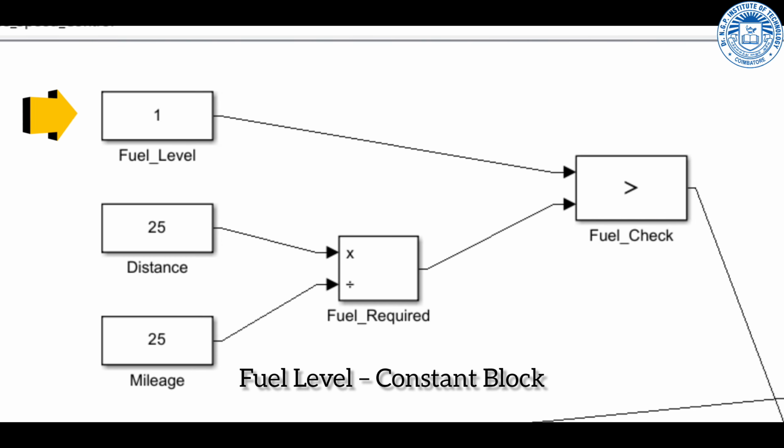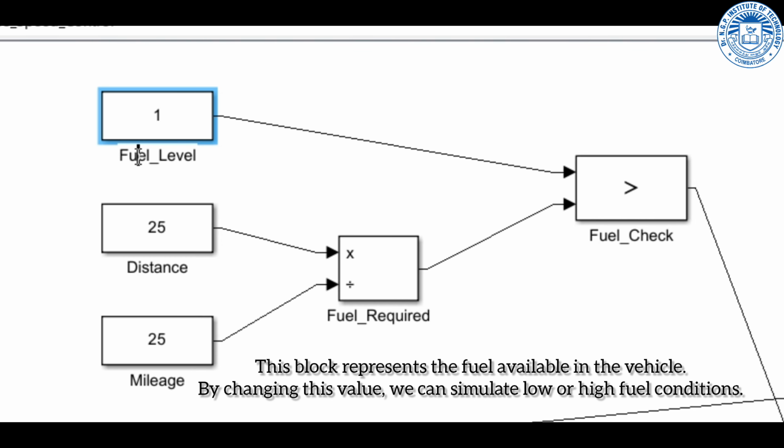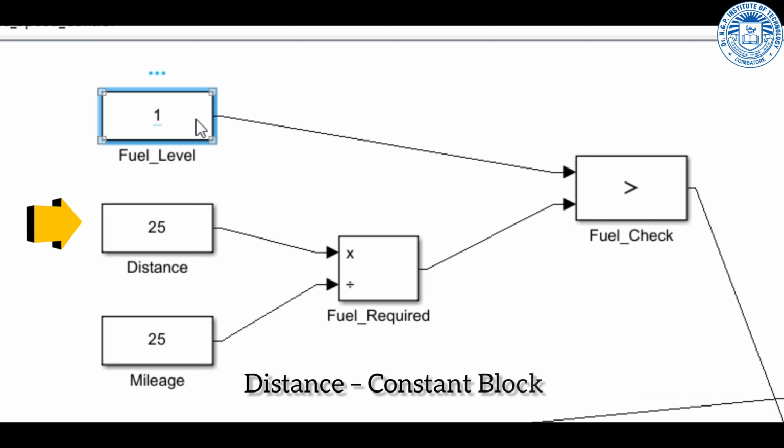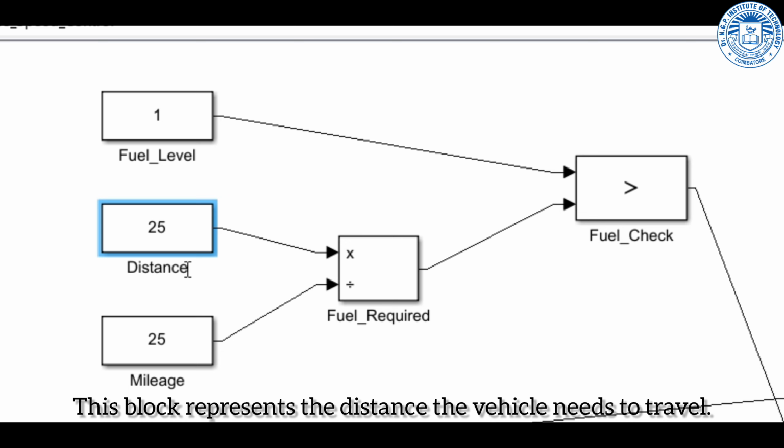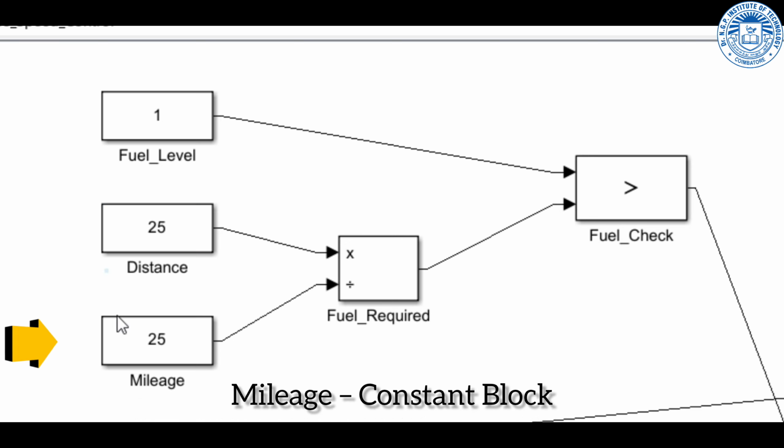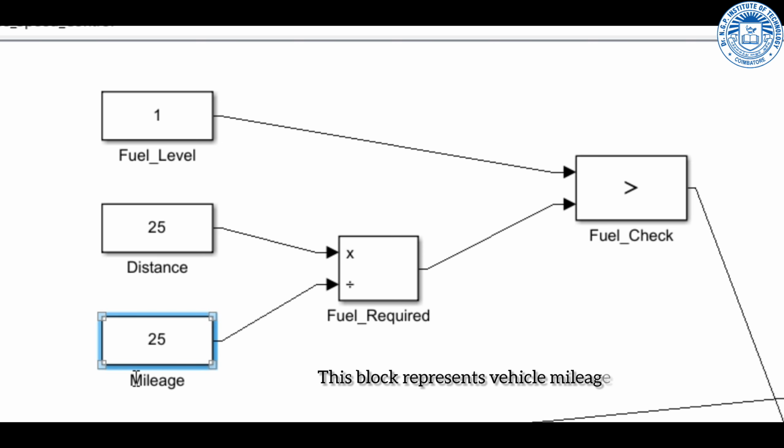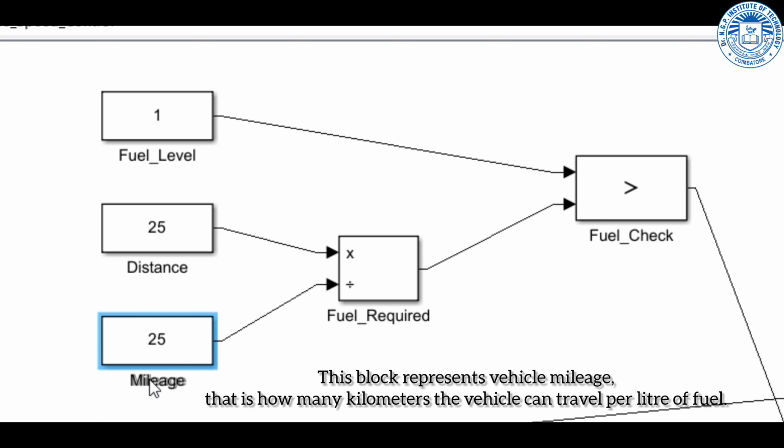Fuel level. This is a constant block which represents the fuel available in the vehicle. By changing this value, we can simulate low or high fuel conditions. Next, distance. This is a constant block which represents the distance the vehicle needs to travel. Next, mileage. This is also a constant block which represents a vehicle's mileage, that is, how many kilometers the vehicle can travel per liter of fuel.